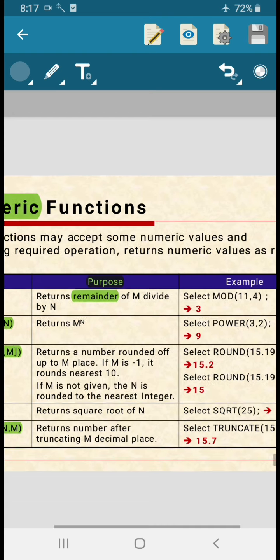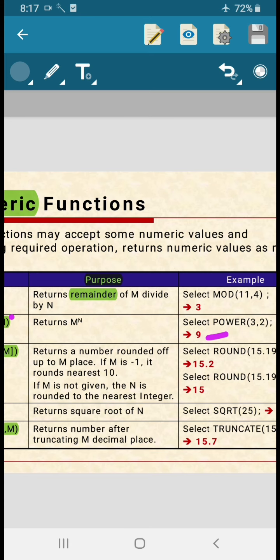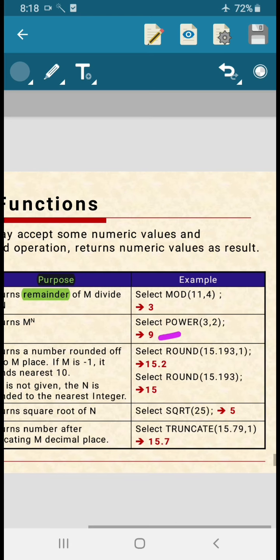Okay. Next, round. Returns the rounded value based on m positions. See this example, students, and we'll discuss this one. If m is minus 1, it rounds to the nearest 10. We'll see the example so that we can understand.